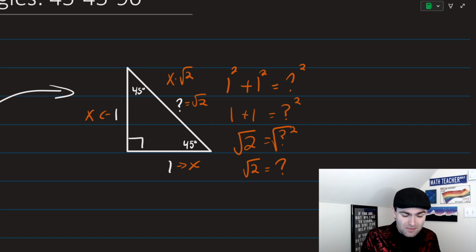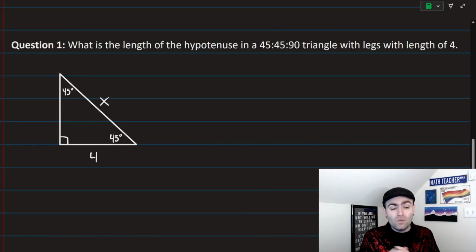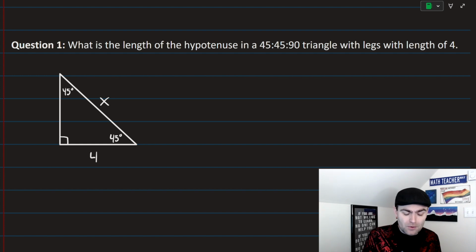So let's try a problem. First question, what is the length of the hypotenuse of a 45, 45, 90 triangle with legs of length 4? We can use what we know about the proportions to say that this is going to be root 2 times bigger than 4, which means it's going to be 4 square root of 2. Or we could use the Pythagorean theorem in this case because we know it's isosceles. This would be a 4 as well.